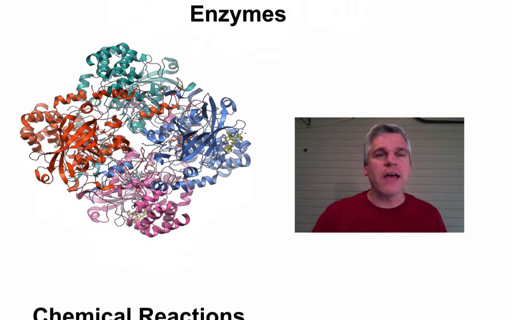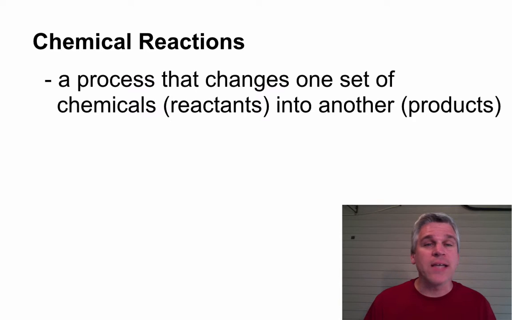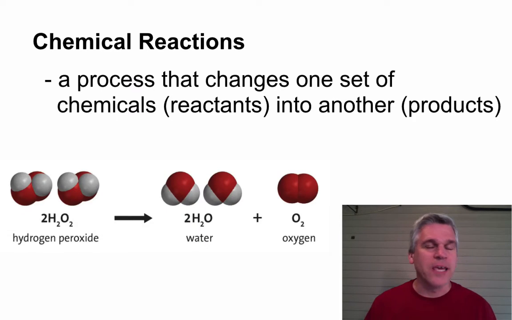In our cells, there are all kinds of chemical reactions taking place. We can define a chemical reaction as a process that changes one set of chemicals, known as the reactants, into another set, the products. So in the example of the hydrogen peroxide on your cut, the enzyme catalase in your blood broke down hydrogen peroxide, which is H2O2, into water, H2O, and oxygen gas, O2.